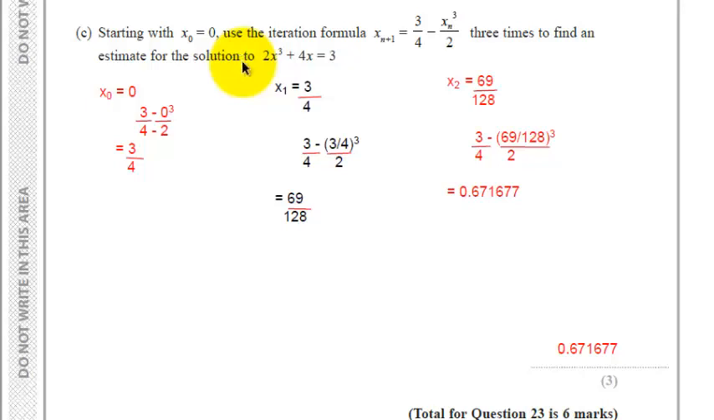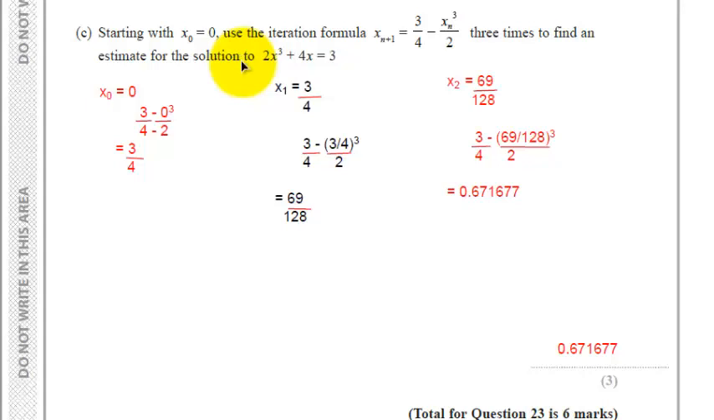So this x cubed here becomes 0 cubed. And if we work out 3/4 minus 0 cubed over 2, you get 3/4 as your answer. We then take the value of 3/4 for our second attempt, or our second estimate of the solution, and put that where the x cubed is. So this time I have 3/4 minus 3/4 cubed over 2, and I get an exact value of 69 over 128. I'm asked to do it 3 times, so for the third time I take 69 over 128 and put that where the x cubed is.